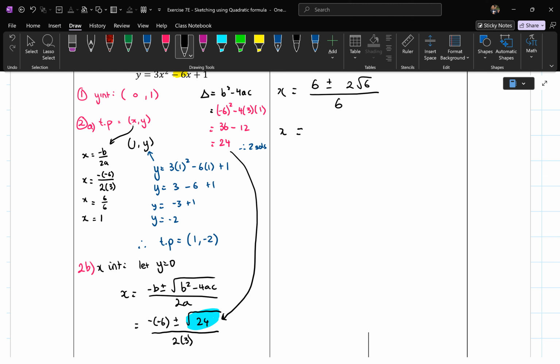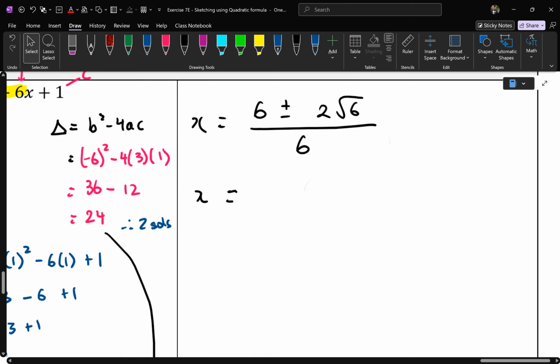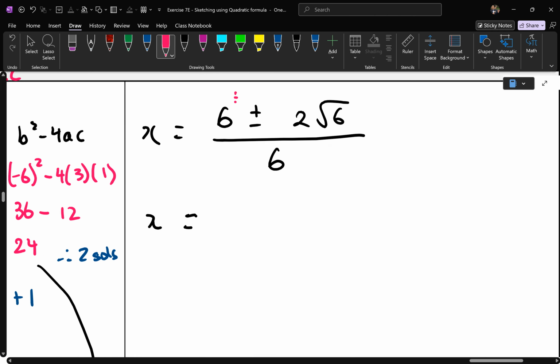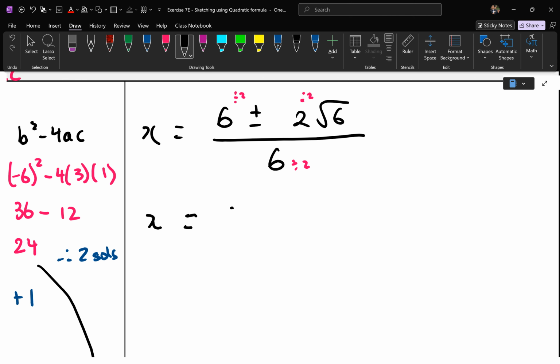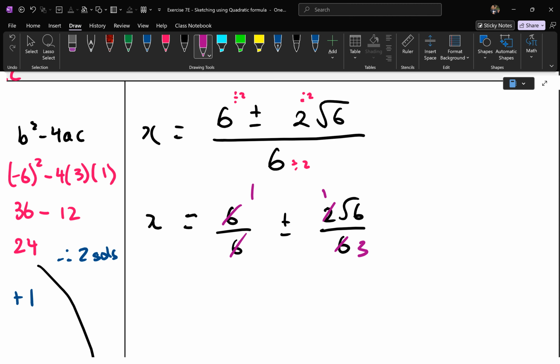What common factor is in 6, 2 root 6, and 6? 2. They all have a common factor of 2. Divide this by 2, divide this by 2, divide this by 2. Or if you're wondering why you can do that, you can split up the fraction. It's 6 over 6 plus minus 2 root 6 over 6. And you can see that becomes 1 and that becomes 1/3. That's another way to do it. But I like to keep it all the same.